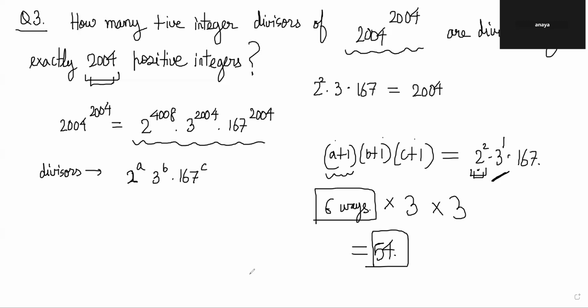Oh, okay. I see. There are 6 times 3 ways to make it happen that this product will be equal to this. That many divisors will be there which have exactly 2004 divisors.